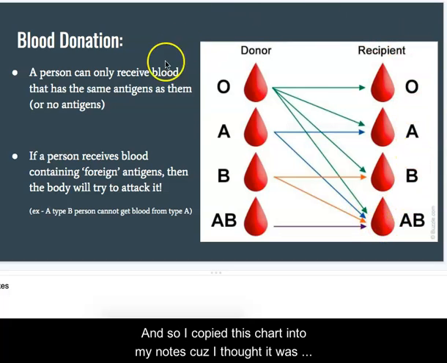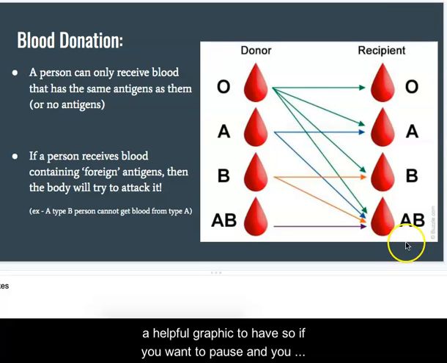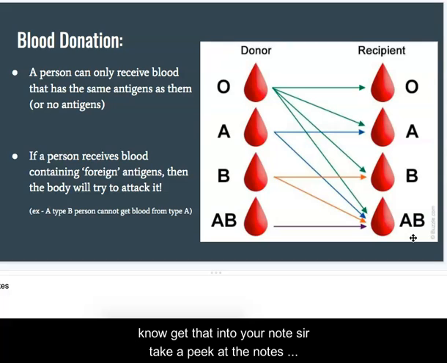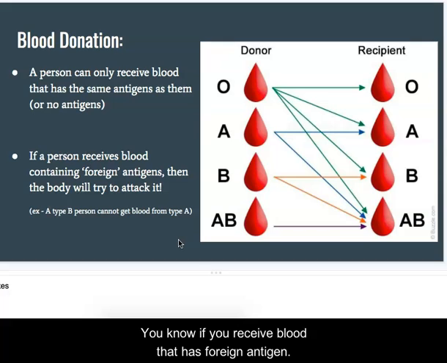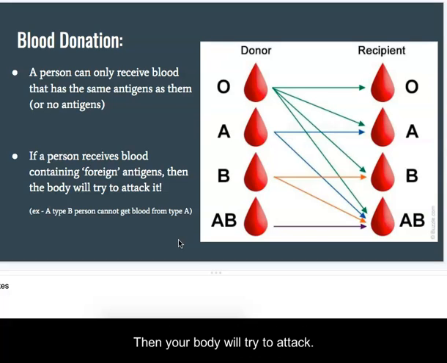And so I copied this chart into my notes because I thought it was a helpful graphic to have. So if you want to pause and get that into your notes, or take a peek at the notes that I've made as a guide, you can do that too. But the moral here is that if you receive blood that has foreign antigens, then your body will try to attack it.